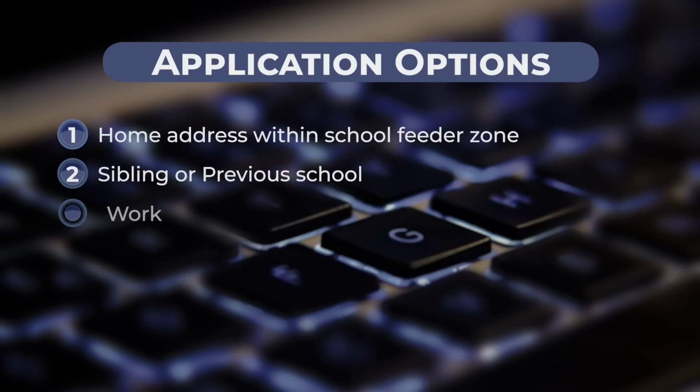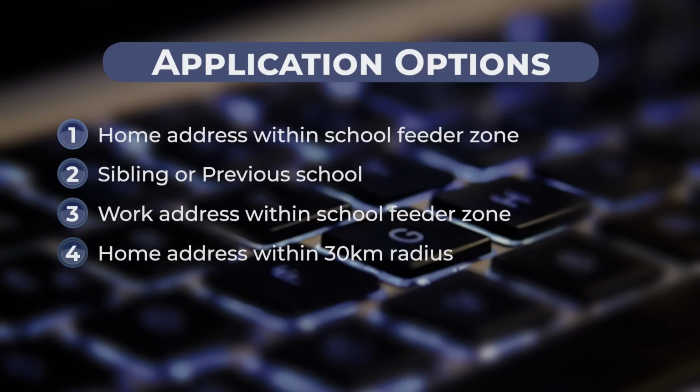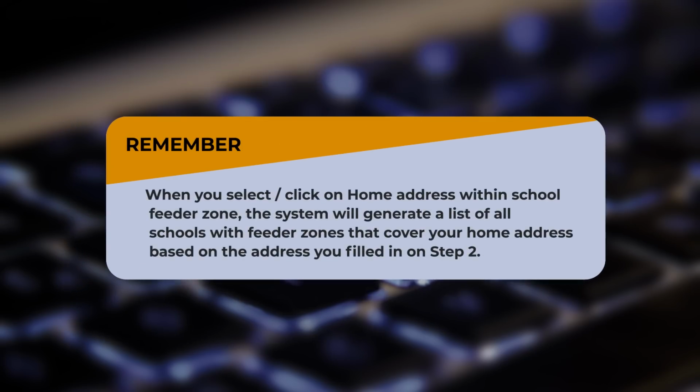Number 3, work address within the school feeder zone. Number 4, home address within a 30-kilometer radius. Number 5, home address beyond a 30-kilometer radius. Number 6, schools of specialization. Remember, when you select or click on home address within school feeder zone, the system will generate a list of all schools with feeder zones that cover your home address based on the address you filled in step 2.